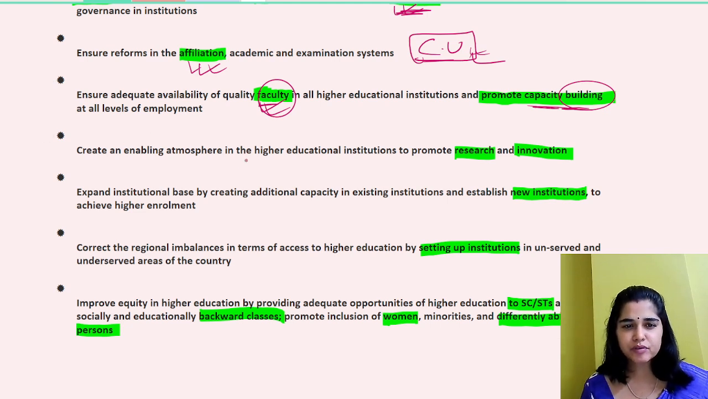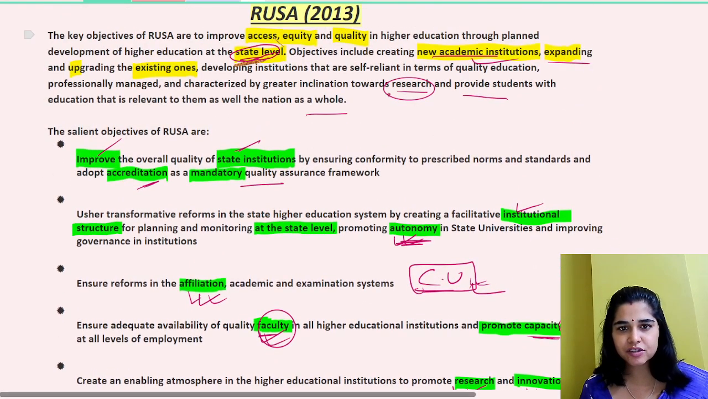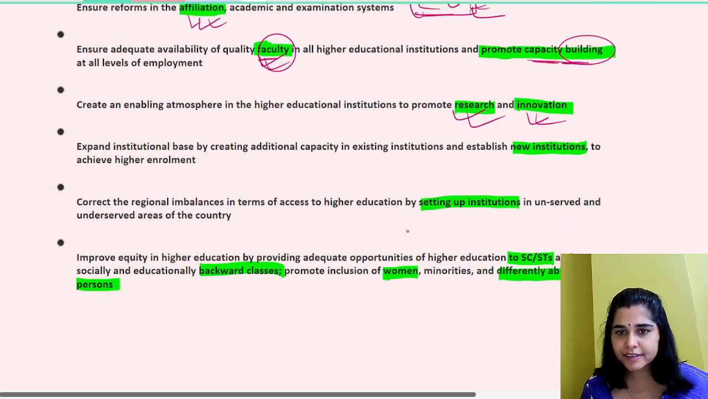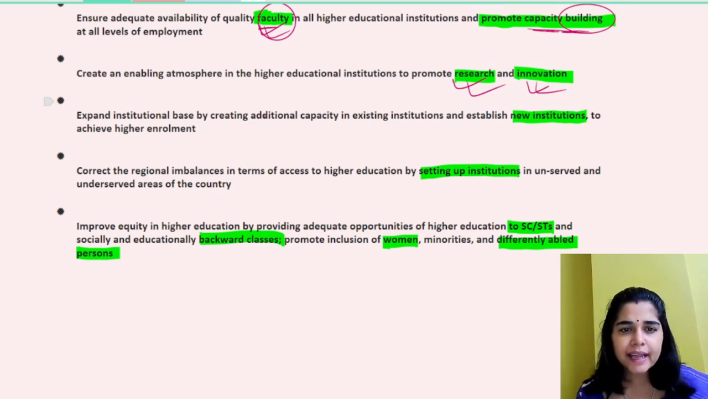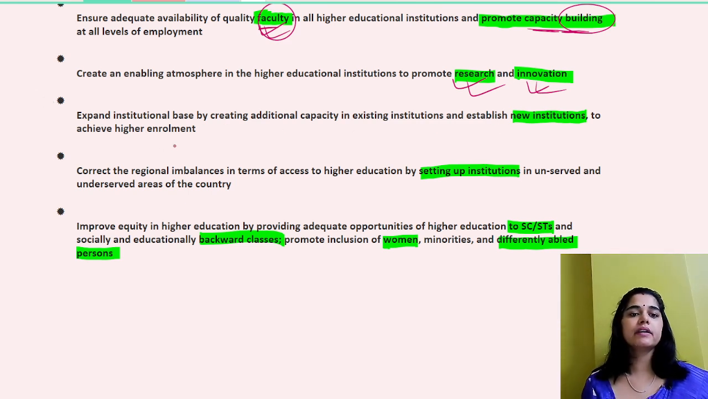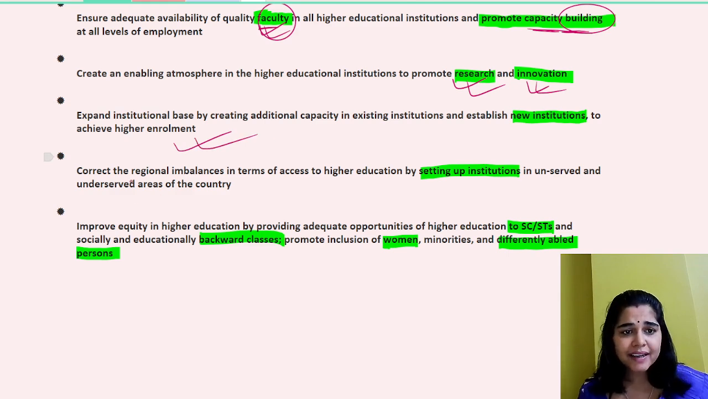And create an atmosphere in higher education institutions to promote research. As I mentioned before, research. So research needs innovation and improvement, and you have to provide quality education. Expand the institution base by creating additional capacity in existing institutions and establishing new institutions to achieve higher enrollment, and correct the regional imbalance in terms of access to higher education by setting up institutions.